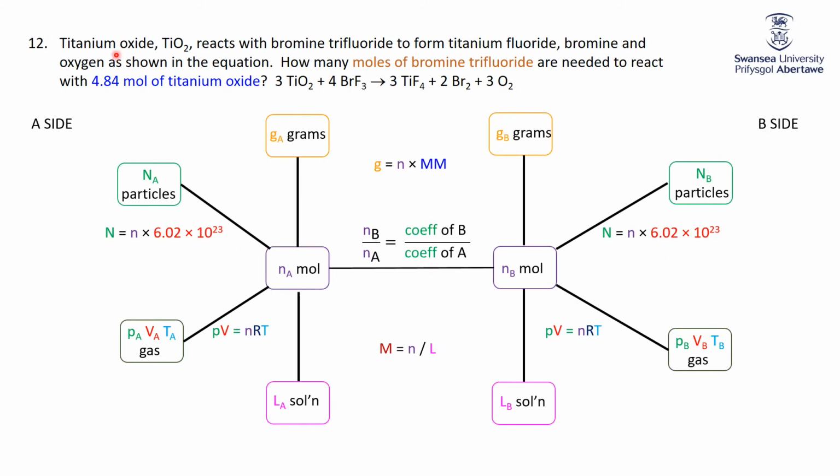See what we've got. Titanium oxide reacts with bromine trifluoride to form titanium fluoride, bromine, and oxygen, as shown in the equation. There's the equation. How many moles of bromine trifluoride, so that's what we're asked for, are needed to react with 4.84 moles titanium oxide? That's what we're told. So the A side is going to be titanium oxide, and we're given the moles, so therefore a nice blue arrow pops in for the moles there. We're asked about bromine trifluoride, so that defines what's on the B side. And again, what we're asked for is the moles right there. So nice, straightforward, one-step question.